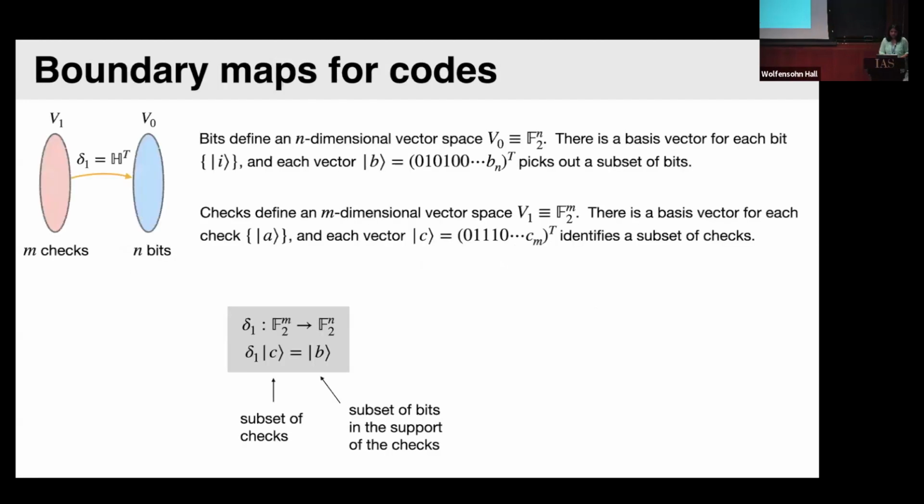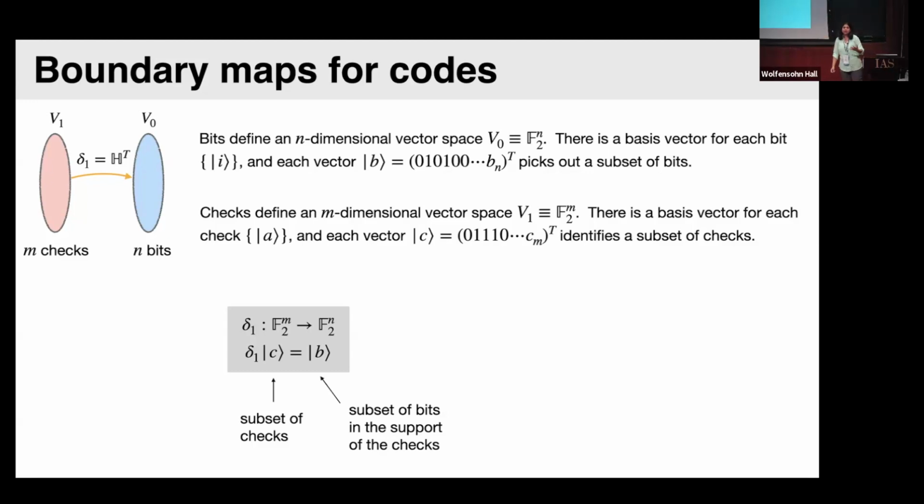Okay. So just to tell you for the third time what these boundary maps are: we have in mind a vector space V0 defined by the bits. We have n bits, so this is an n-dimensional vector space. It lives in F2 to the n. There's a basis vector for every bit. So every vector in this vector space is some length n vector of zeros and ones, and what this length n vector does is it just picks out for you some subset of bits. It tells you everywhere there was a 1, that's a bit that's in your subset of bits.